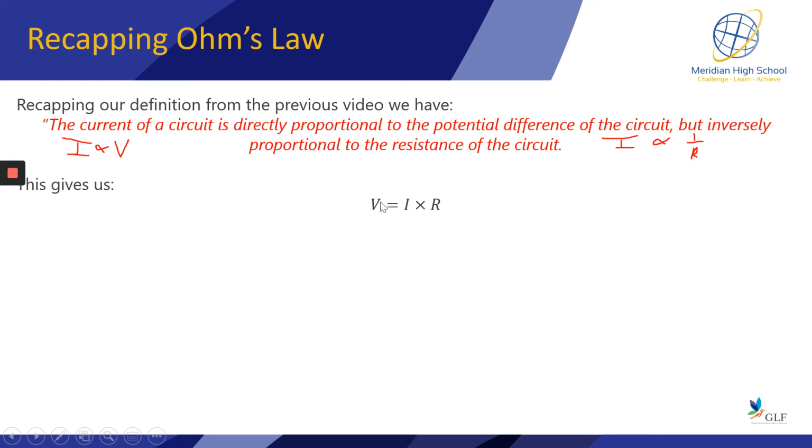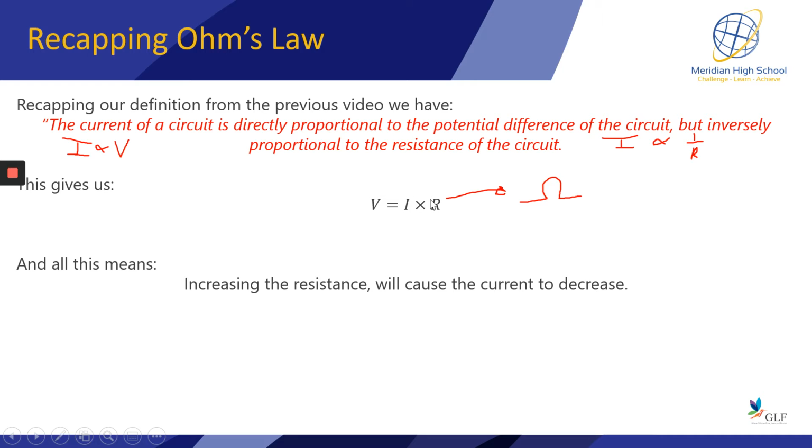Our potential difference is measured in volts, our current is measured in amps, and finally our resistance is measured in ohms, which has this symbol, which is omega. All this means is that increasing the resistance, making it more difficult for the electrons to flow, will cause the current to decrease. The resistance is how difficult it is for the electrons to flow, and the current is how many electrons are flowing. So increasing the resistance causes the current to decrease.